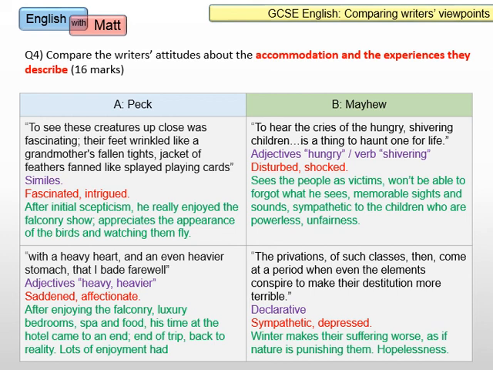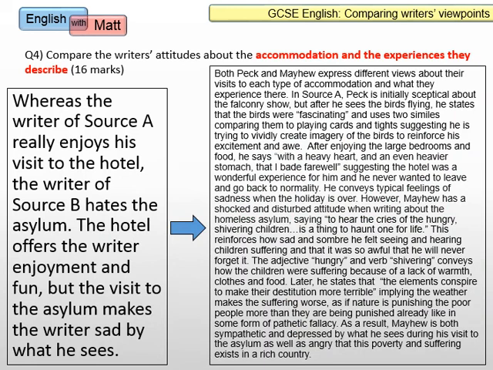So to finish this video, I'm going to show you a simple answer, and then I'm going to show you a more effective answer. Okay. So on the left here, we have a simple response. Whereas the writer of source A really enjoys his visit to the hotel, the writer of source B hates the asylum.